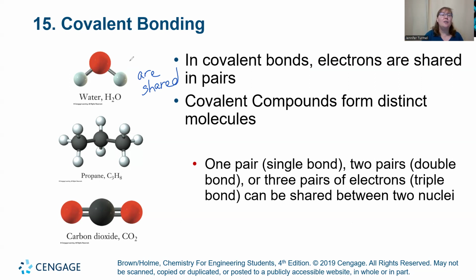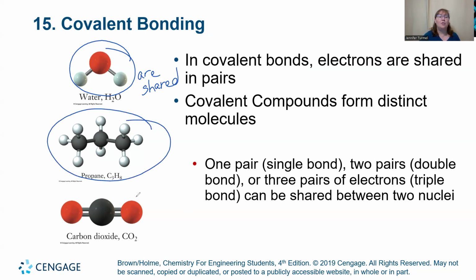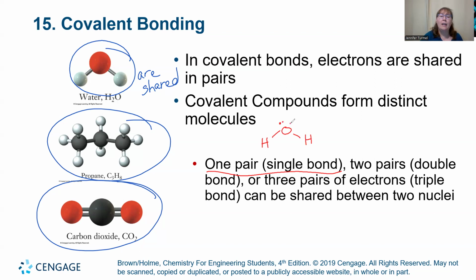So you can see here that the water molecule is here. You can have one water molecule, so they're not lattice structures. You can have one propane molecule. You can have one carbon dioxide molecule. And they're shared in different amounts of pairs. You can have one pair holding a single bond, and that's this water molecule here, and each one of these has one pair of electrons. And then you have this double bond here, the two pairs for a double bond. And that's what you have here with your carbon dioxide.